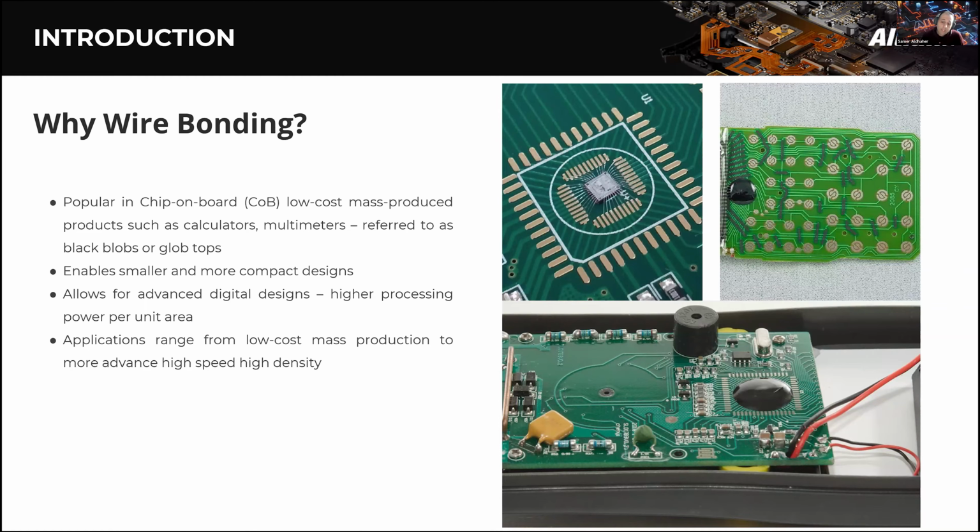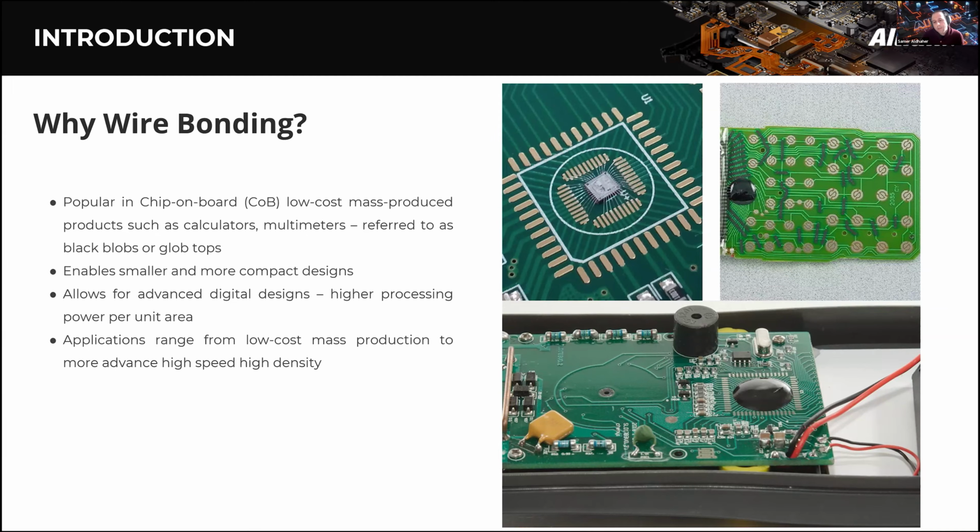Well, one reason is actually cost. If you manufacture these circuit boards in the millions and tens of millions, it actually is cheaper to use the semiconductor die itself without the outer package. So that's one reason to use wire bonding here.